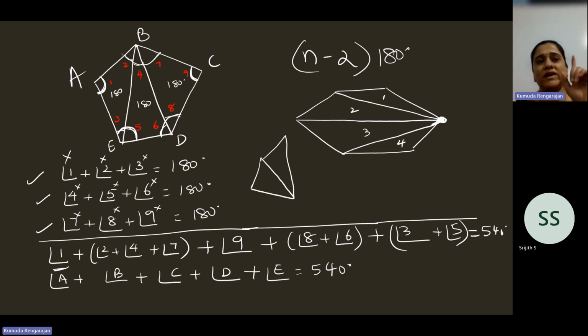180. So for one triangle, 180. 2 triangles, 2 into 180. 3 triangles, 3 into 180. 4 triangles, 4 into 180. For n minus 2 triangles, n minus 2 into 180. So the formula to find the sum of all the interior angles of a polygon is n minus 2 into 180.